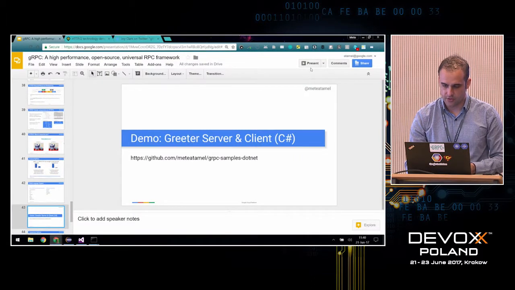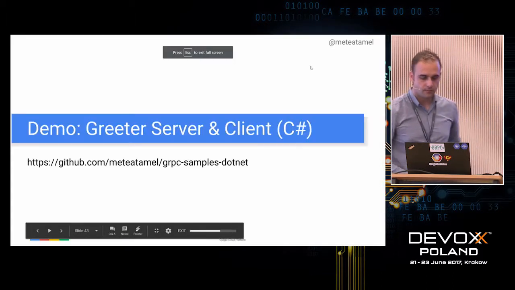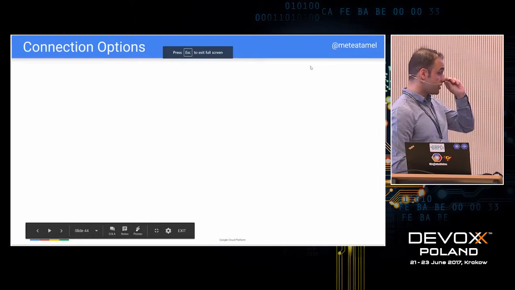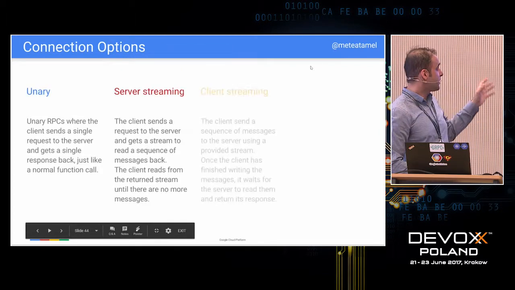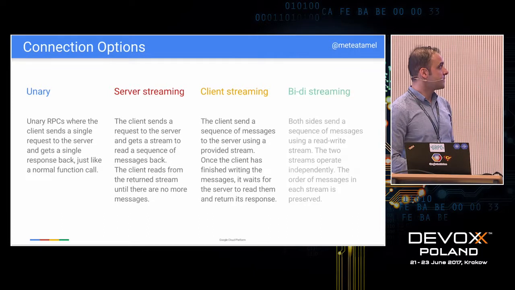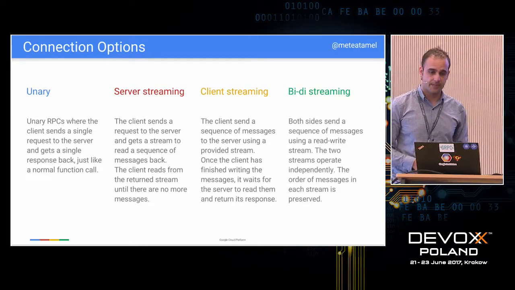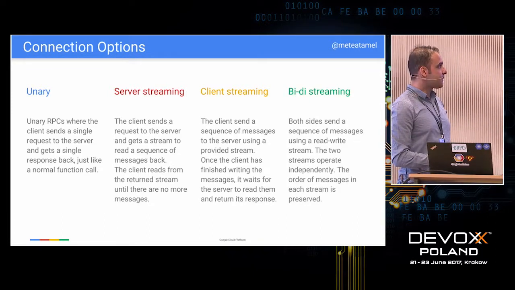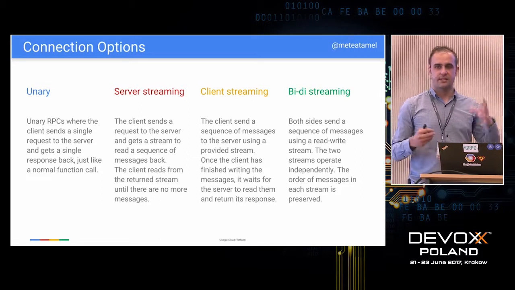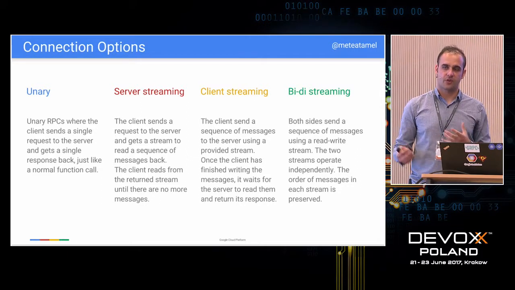And then the last thing I want to talk about is the connection options. As I mentioned, we have unary, server-side streaming, client-side streaming, and bidirectional streaming in gRPC. I like bidirectional streaming quite a lot because that means you can have a connection open between the client and the server, and anytime anyone can send any messages and it just gets to the other side.